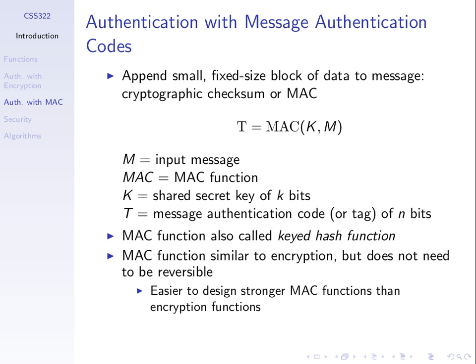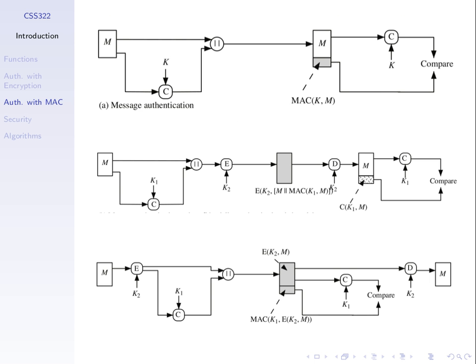Let's look at some uses of a MAC function. 3 different cases here. First one, take a message. In these diagrams, the C here is our MAC function. So take the message, apply our function C. C is the MAC function. Using some shared secret key K, we get the message authentication code or the tag as an output, concatenate that tag with the message, send them across the network.